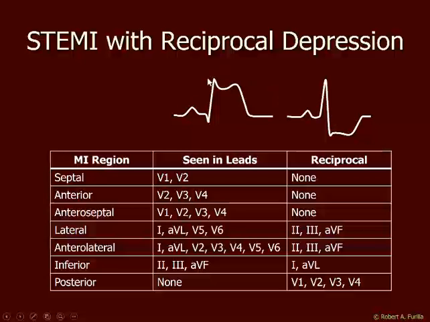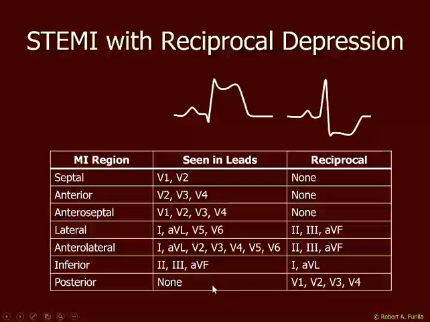I will leave with this diagram a little table here showing where the STEMIs are seen. Septal, anterior, or anterior septal STEMIs will be in V1, 2, 3, 4, and we don't see a reciprocal depression. In the lateral STEMI, we would see a reciprocal depression in 2, 3, and AVF. And the same with an anterolateral STEMI. 1 and AVL will show their reciprocals in 2, 3, and AVF. An inferior STEMI in 2, 3, and AVF show up as a reciprocal depression in 1 and AVL.